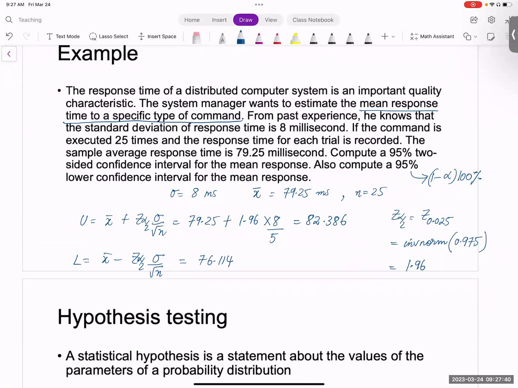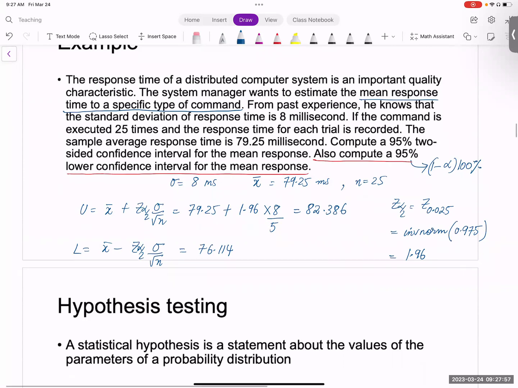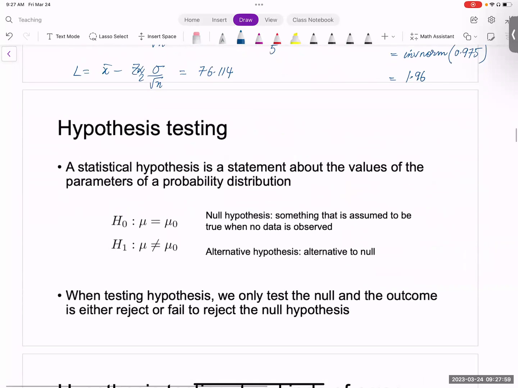I'm also asking you to compute the lower confidence interval for the mean response time, and why don't you try this on your own and see if you're able to get the lower confidence interval on the mean response time. All right, fantastic. Okay, next we'll move on to hypothesis testing.